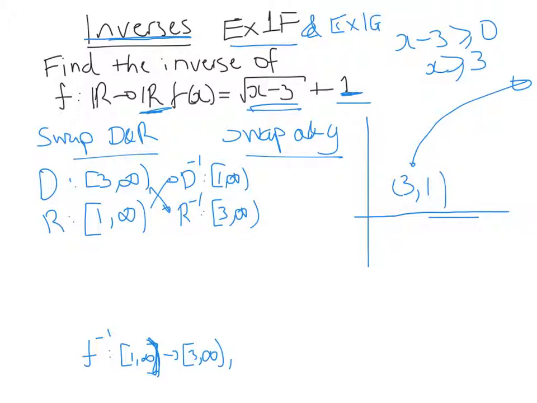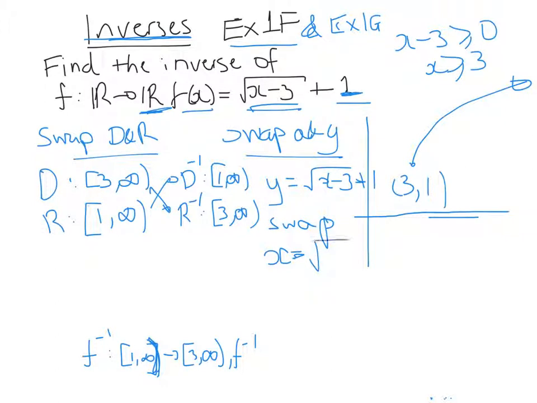Now let's see if we can figure out what the inverse will be equal to. So we've got to swap the positions of the x and the y. So if this is in place of the y, we'd have y is equal to the square root of x minus 3, plus 1. Now if we swap the x and the y, we'd have x is equal to the square root of y minus 3, plus 1.